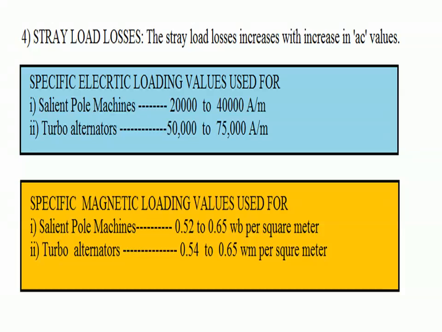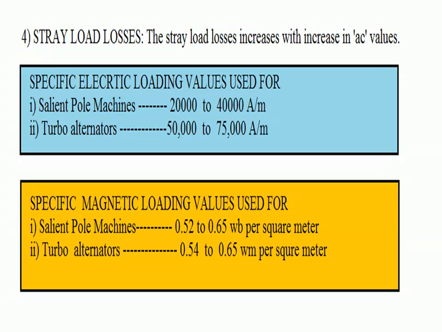After that, you have to remember approximate values. First one, specific electric loading possible values used in machines. Give the typical example. Approximately you can write for salient pole machines 20,000 to 40,000 ampere conductors per meter. In case of turbo alternators, 50,000 to 75,000 ampere conductors per meter.